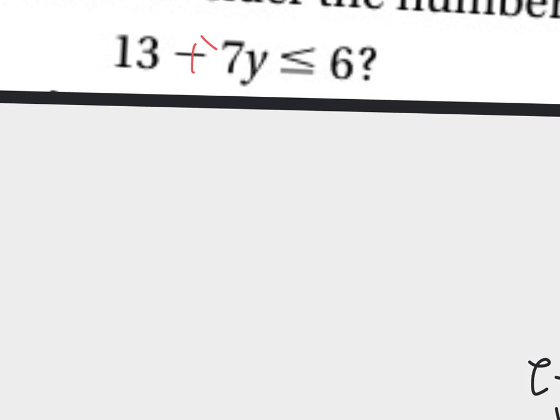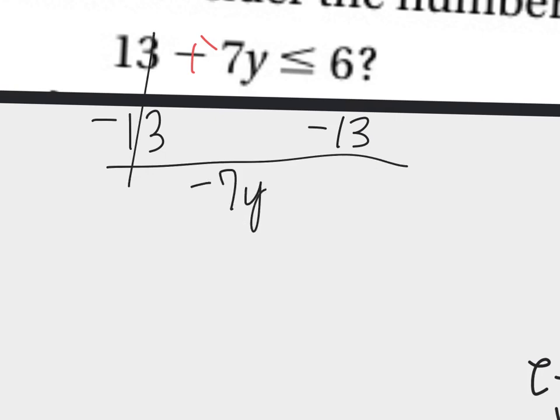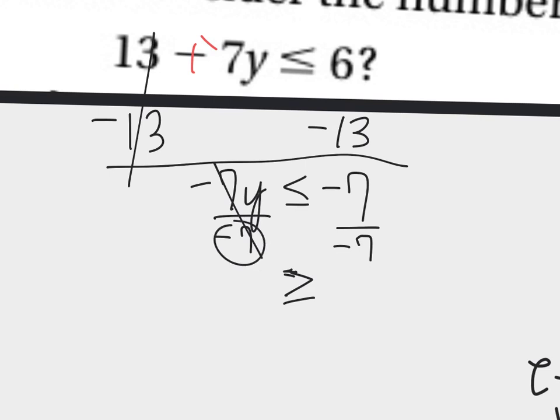So first thing for this problem, we're ready to get the variable term by itself, so we could subtract 13 on both sides. So we'd get -7y is less than or equal to -7. So last step then, they're multiplying, so we can divide by -7 on both sides. Dividing by a negative, make sure you remember, that's going to switch your sign, because we're dividing by -7 here. And then -7 divided by -7 is 1, so y is greater than or equal to 1.